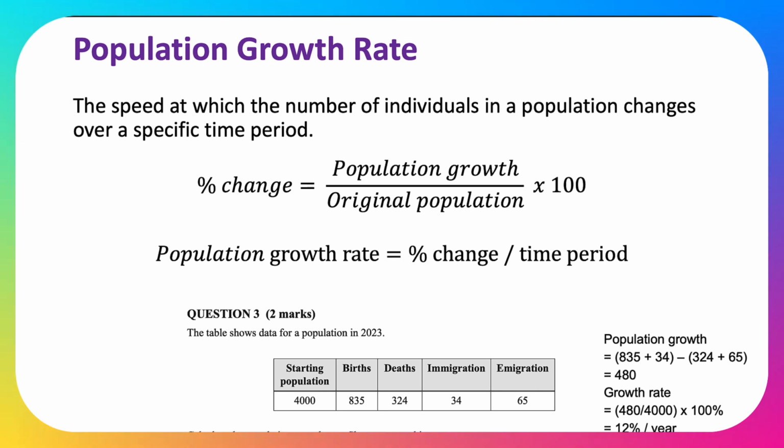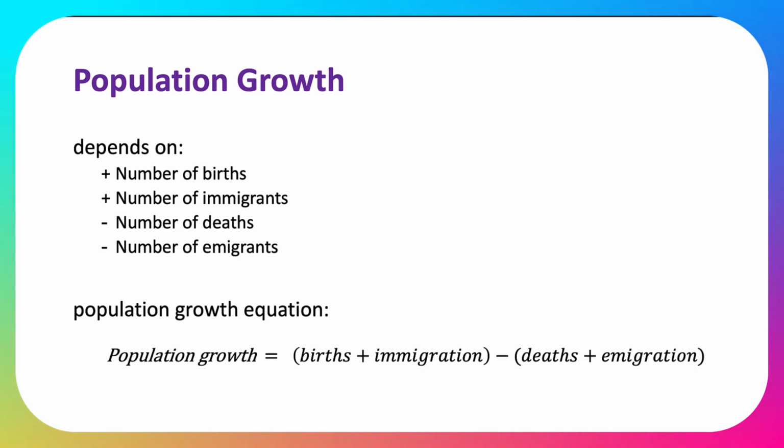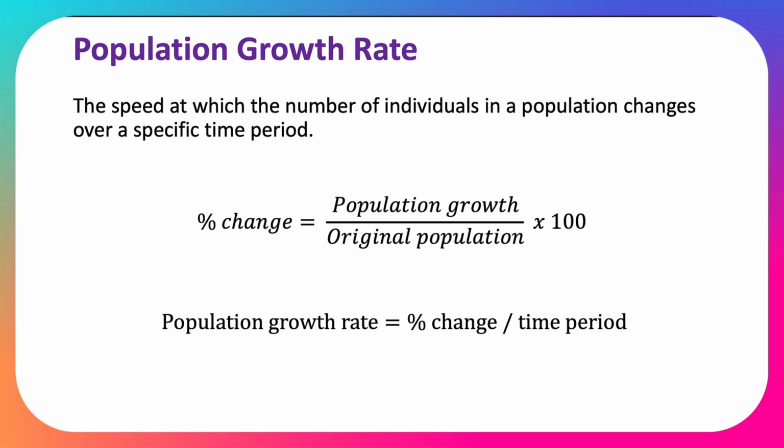So that's it. So we've got population growth. We've really got 2 formulas here, but the first formula is super easy. It's just thinking about what adds to the population, that's births and immigration, and what takes away from the population, deaths and emigration. Okay, so that's our population growth. And to work out the population growth rate, which is a percentage, it's the change divided by the original times by 100. And to work that out as a rate, we just divide it by the time period.